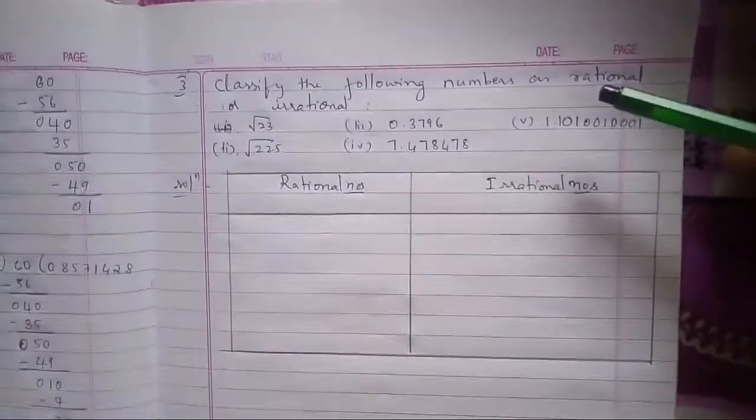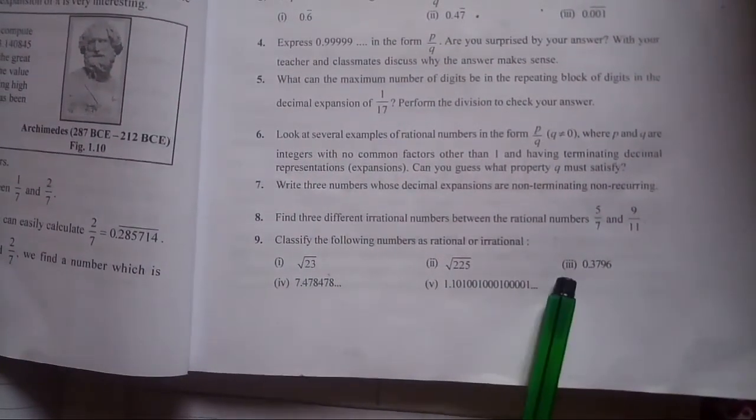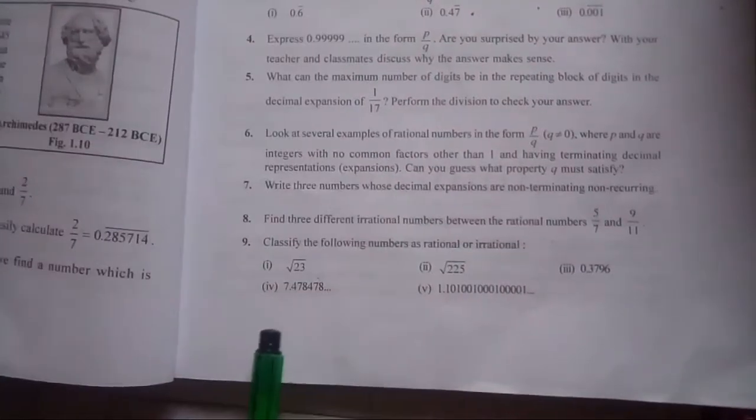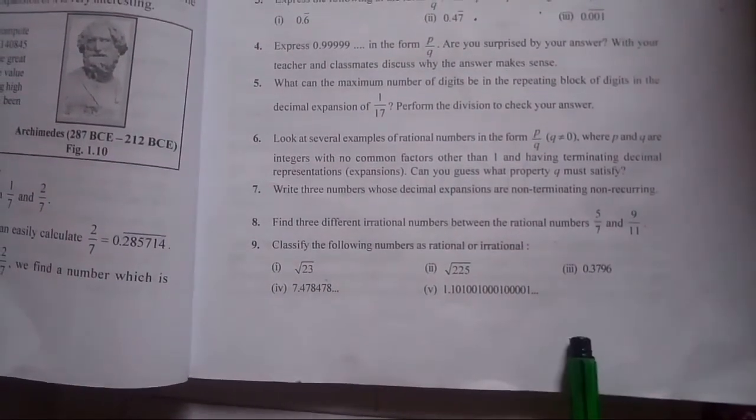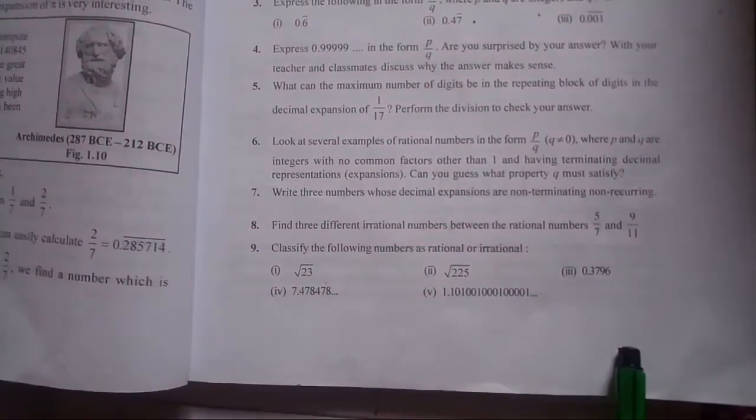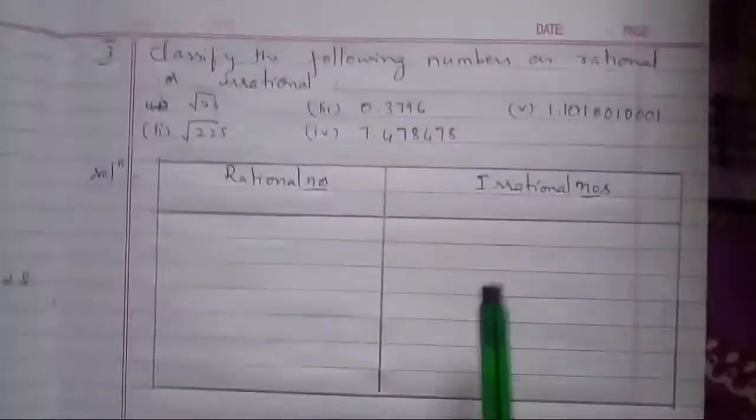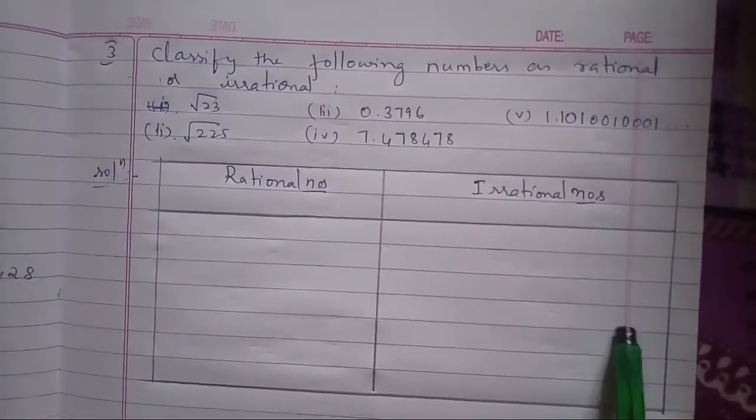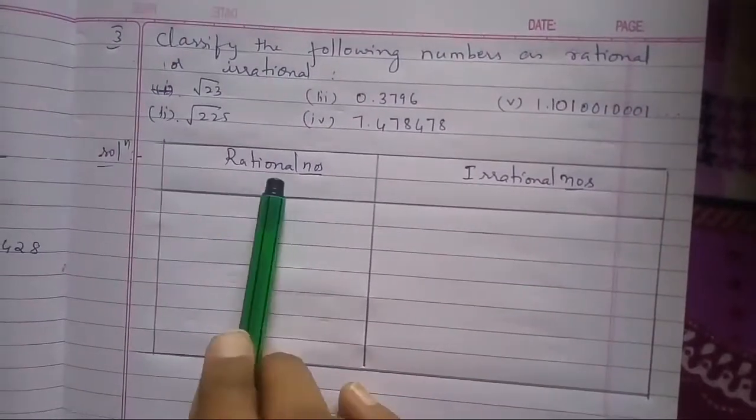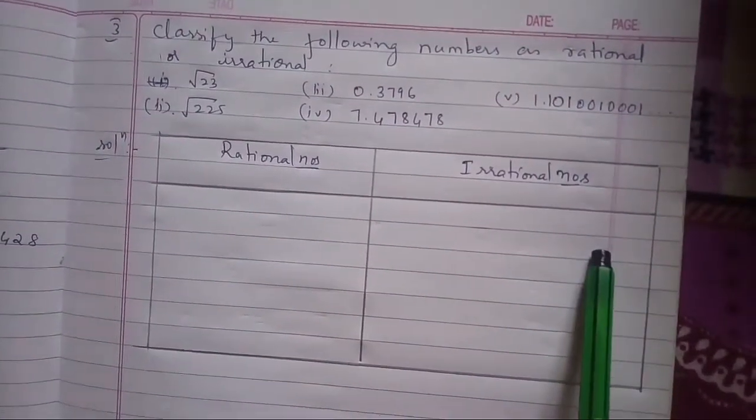Next, the third problem. I have taken the 9th question here in the textbook. Copy down this: first, classify the following numbers as rational or irrational. We need to classify which one is a rational number and which one is an irrational number. Copy down this question. Then put a tabular column: one for rational numbers and one for irrational numbers.